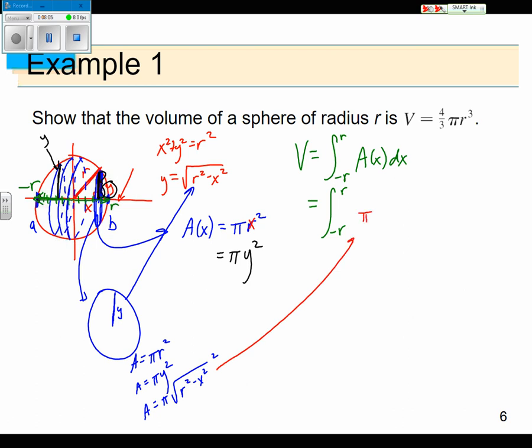So pi times r squared minus x squared. Okay. The squared and the square root will cancel each other.